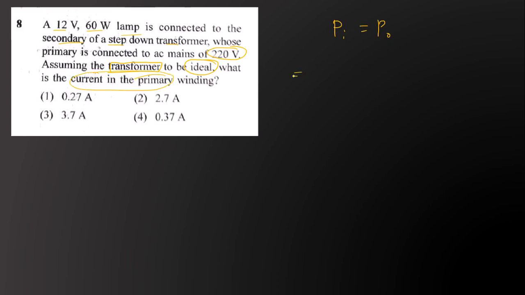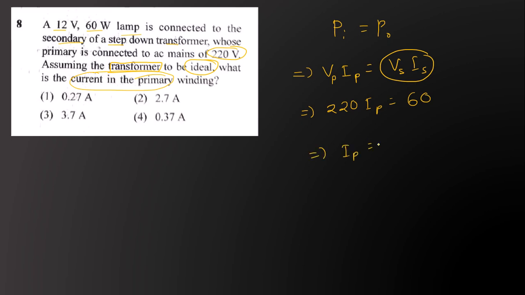Well, so power in the primary should be equal to power in the secondary, and thereby if I write down the corresponding power formulas, they will look like this. Primary voltage mentioned in the question is 220. Primary current is something that we have to find, and this power is the demand power, which is 60. So 60 divided by 220, I think the answer will be option 1. Let's move on.